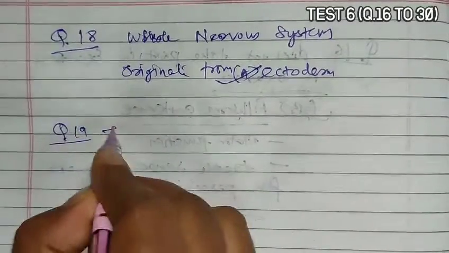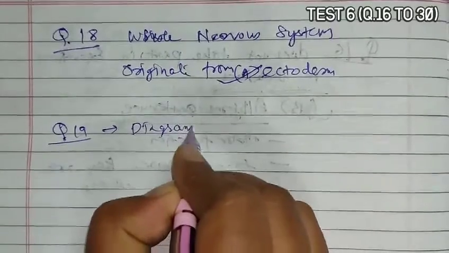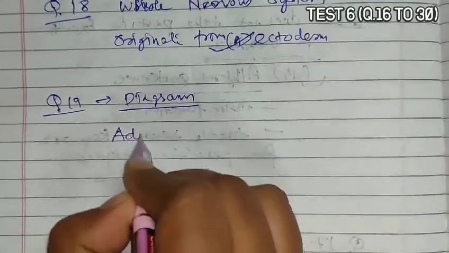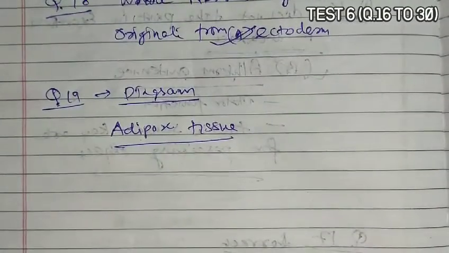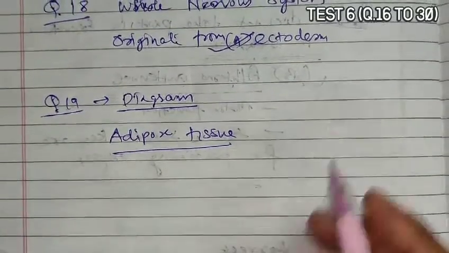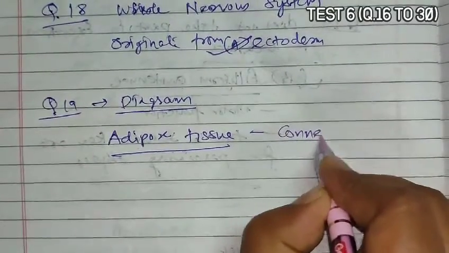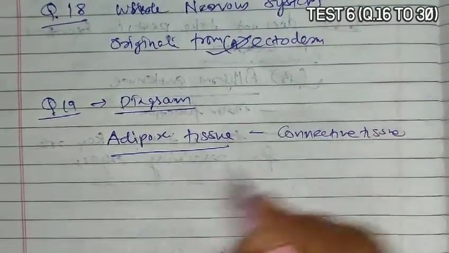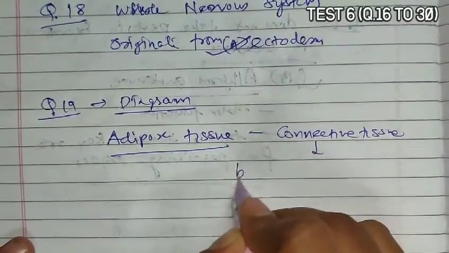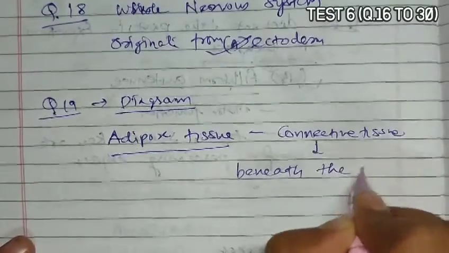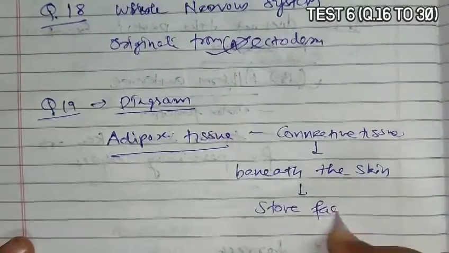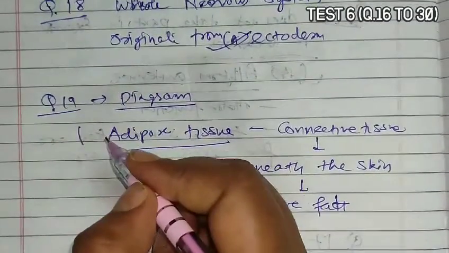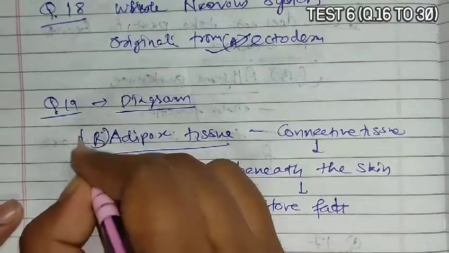Next is question 19. Question 19 is a diagram-based question, and a diagram of adipose tissue is given. Adipose tissue is another type of connective tissue located mainly beneath the skin, and the cells of this tissue are specialized to store fat. So according to this, option B becomes the correct answer.